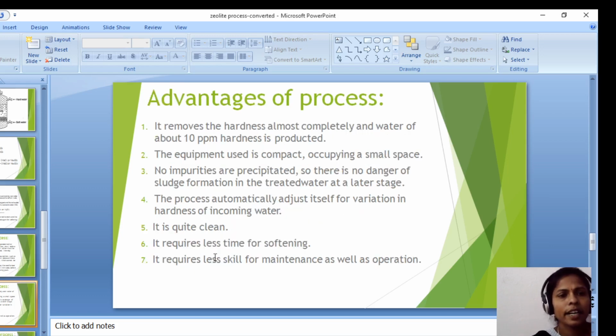So now let us see the advantages. It removes the hardness almost completely, and water of about 10 ppm hardness is produced. The equipment used is compact, occupying a small space. No impurities are precipitated, so there is no danger of sludge formation in the treated water at a later stage. The process automatically adjusts itself for variation in hardness of incoming water. It is quite clean. It requires less time for softening. It requires less skill for maintenance as well as operation.